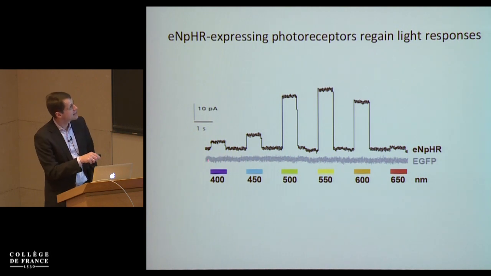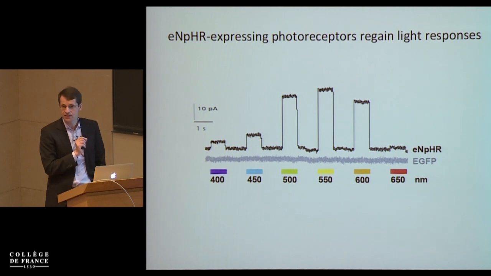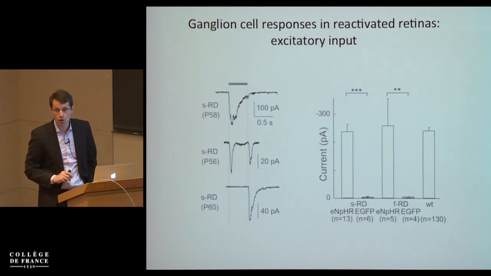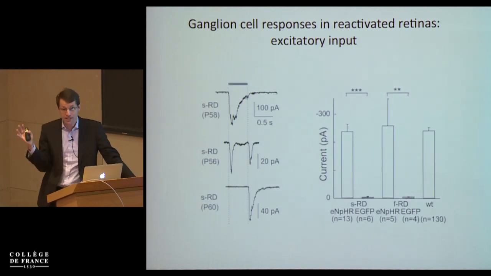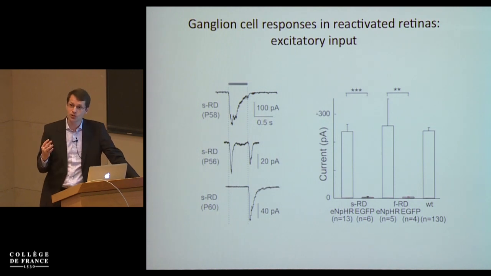And then Jens looked at the activity of these cones. If you only express the control, where there's no optogenetic tool except GFP, then you see there's no activity. When you express the optogenetic tool, you see a very large current developing when you shine light, peaking at yellow light, around 580 nanometers. That's why you have to use yellow light, because that causes the largest current. Of course, this tells you that the photoreceptors respond to light, but it doesn't tell you that it's enough to drive the retina.